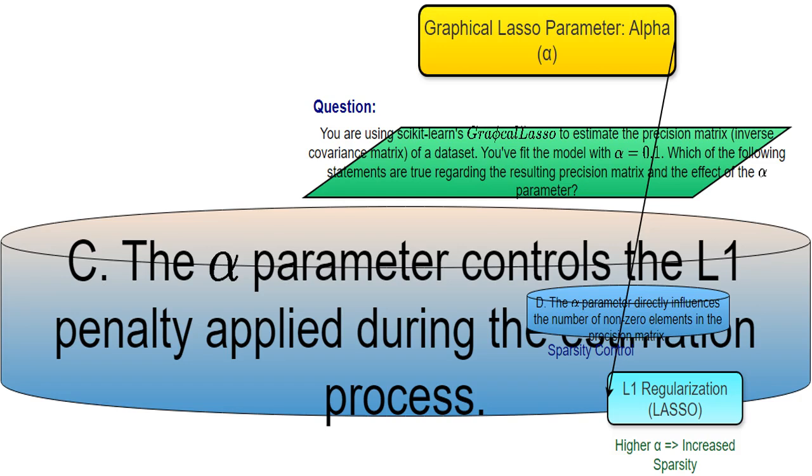I see that you are curious about the role of alpha in the GraphicalLasso. Alpha is the key to controlling the L1 penalty, which is a type of regularization. Think of it like this. A higher alpha means a stronger penalty on large values within the precision matrix. It makes the model simpler by pushing less important connections to 0. This is often used for feature selection. L1 stands for L1 regularization or lasso, short for least absolute shrinkage and selection operator.